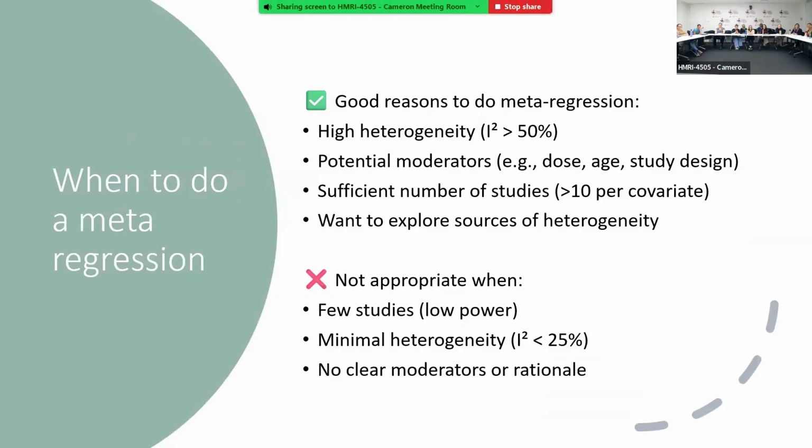All right, when should you do a meta-regression? When you have high heterogeneity, I've covered that. When there are potential moderators, and when there are things that are very obviously going to influence your outcome and you know about them. And as with any kind of statistic, when you have a sufficient number of studies. If you're looking at one covariate, you need at least 10 studies.